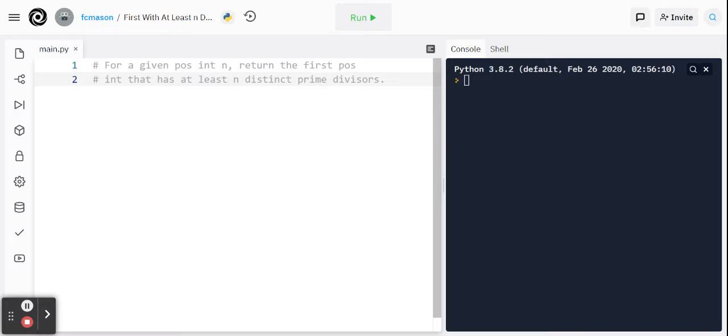So if, for instance, this function that we're about to write were sent the value 2, that means we want the first number with at least two distinct prime divisors. It should return 6. Okay, that should return 6. Well, let's begin to talk about how it is that we would actually write some code here.